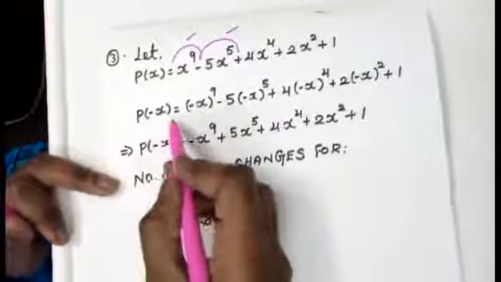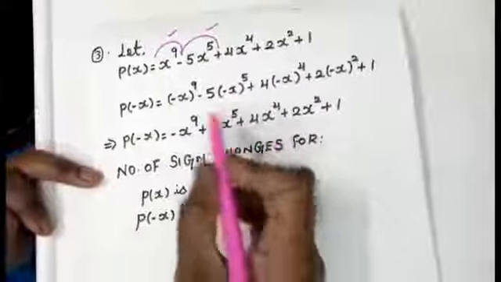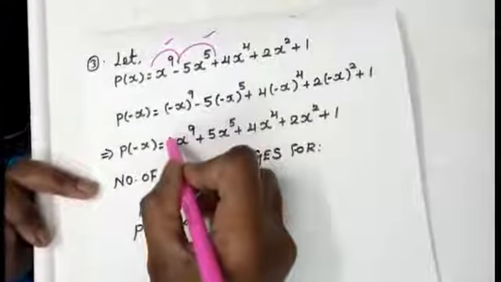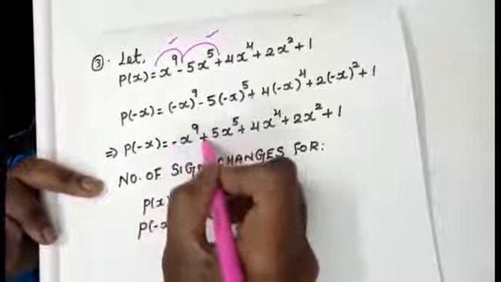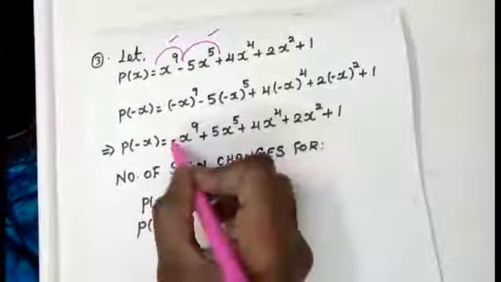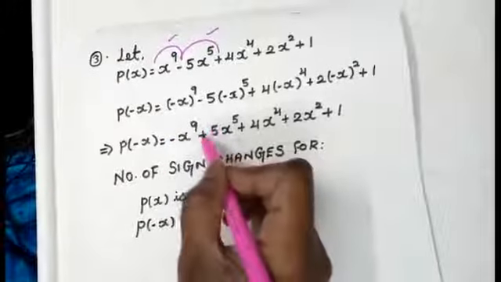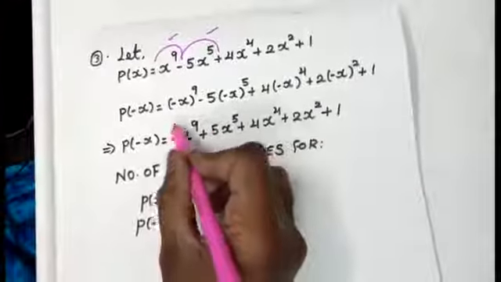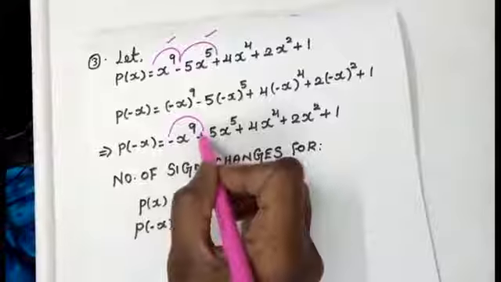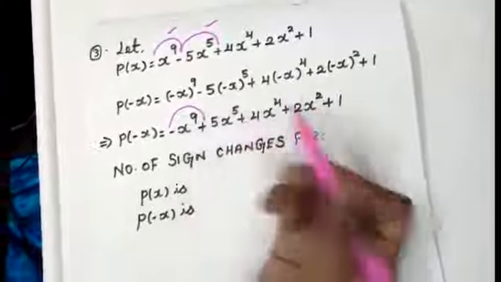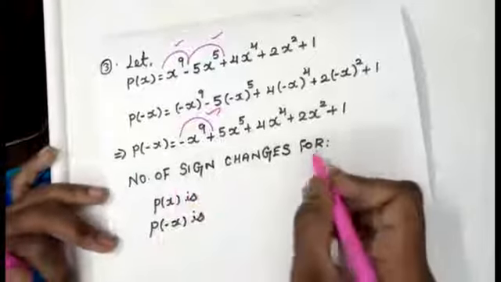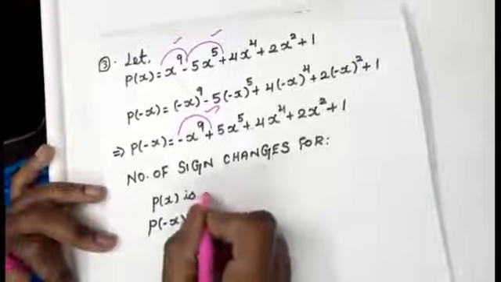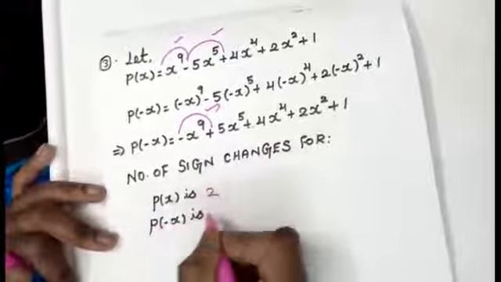Coming to P of minus x, simplify, you will get it in this form. Just check here, students. Be clear with the idea. If you get negative, here also negative, there is no sign change. But in the next step itself, the sign is getting changed, minus 2 plus. But if you see here, everything is positive, so there is no sign change, only one sign change. The number of sign changes for P of x is 2 and P of minus x is 1.